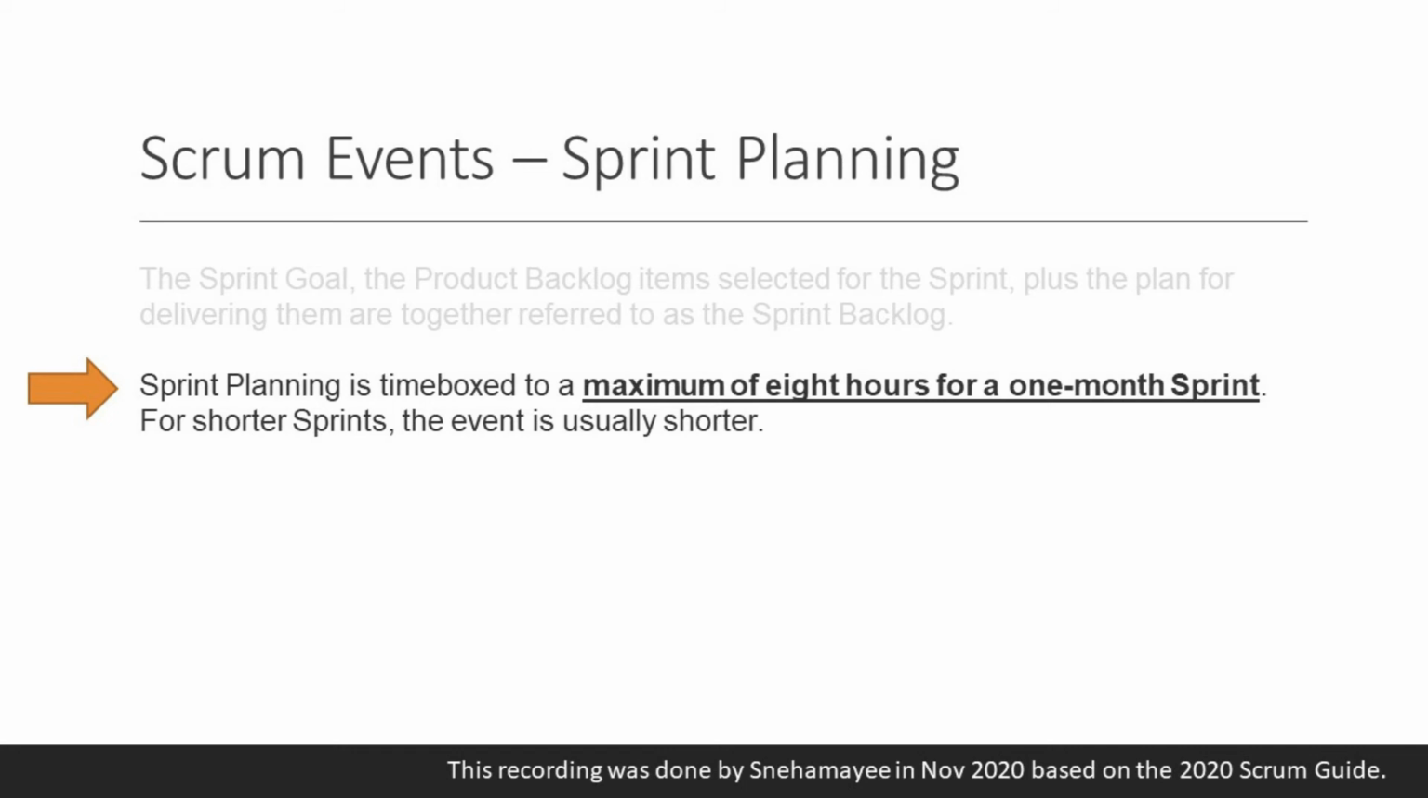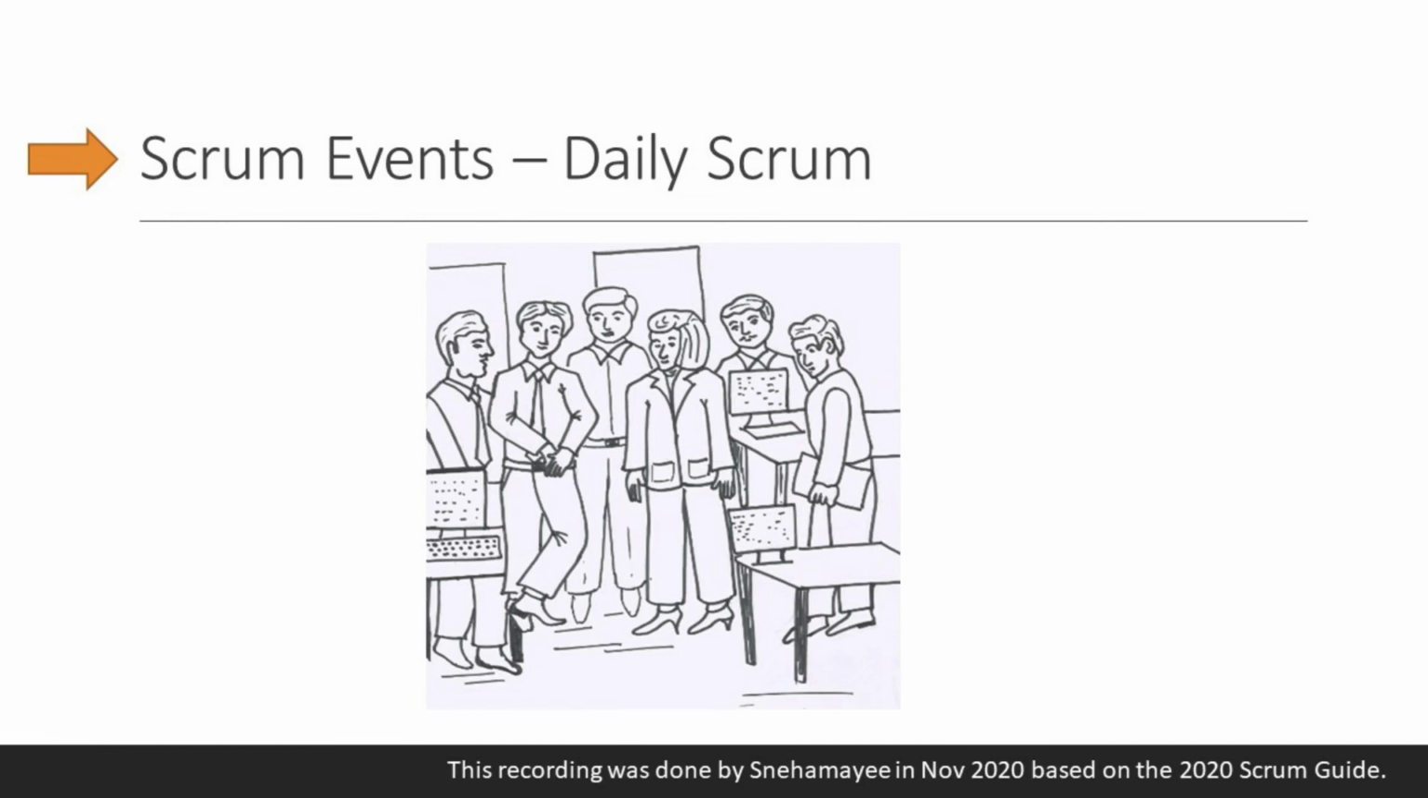Sprint planning is time-boxed to a maximum of 8 hours for a 1-month sprint. For shorter sprints, the event is usually shorter. Scrum events, daily Scrum.